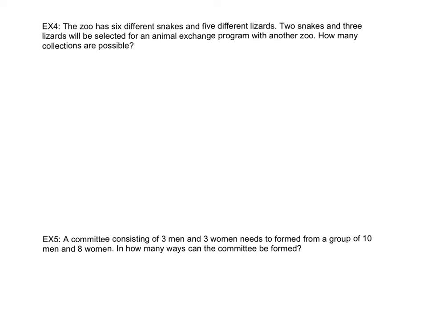So when I'm choosing 2 snakes from 6 snakes, of course the order that I choose these 2 snakes doesn't really matter, because I'll get the same 2 snakes regardless of the order that I choose my first and my second snake. So it's not a permutation, it is a combination. So what I have to do is look at how many ways I can choose 2 snakes from 6 snakes, which would be my group of snakes, and then I'm going to have my group of lizards.